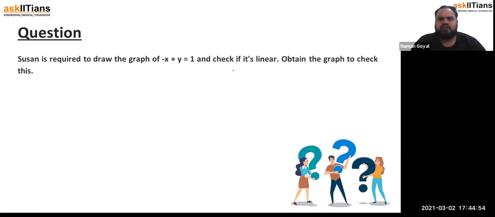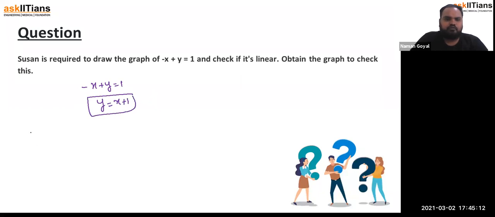Okay, now there is a question. We have to draw the linear graph and check if it is linear. Obtain the graph to check this. Now see, the equation we have is minus x plus y is equal to 1. So what we have to do is find out the points. So y can be written as x plus 1. So we have to draw a table, right? Like this.